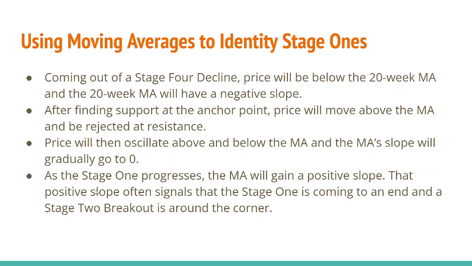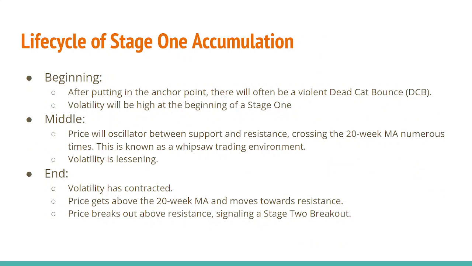And then as the stage 1 progresses, the moving average will gain a positive slope. So that positive slope often signals that the stage 1 is coming to an end and a stage 2 breakout is around the corner. So here's just a life cycle of the stage 1, summarizing everything we talked about. So after putting in the anchor point, there will often be a violent dead cat bounce, and this will look a lot better on the charts that we see. Volatility will be high at the beginning of stage 1, and in this sense, volatility means the percentage price increases based off the support and resistance zones, and that's something that'll be a lot easier to see on the charts.